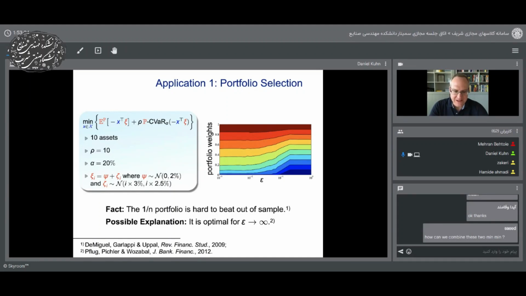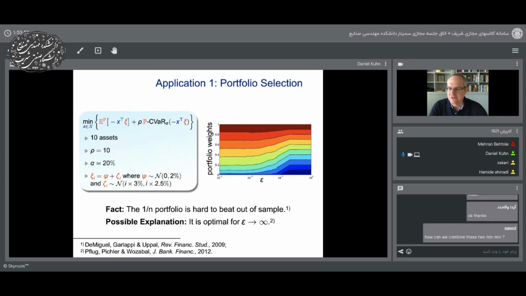So we can prove that if the radius epsilon goes to infinity, then the so-called uniform portfolio, the 1/n portfolio that assigns equal weight to each asset, is optimal. And that's actually interesting because it has empirically been observed by DeMiguel, Garlappi, and Uppal in 2009 that it is very hard to beat the uniform or the 1/n portfolio out of sample with any optimization-based methods.